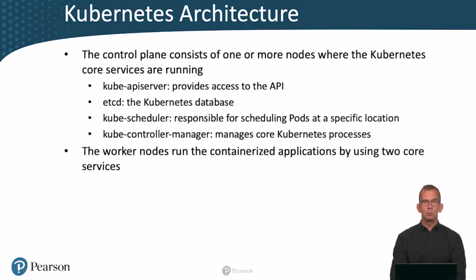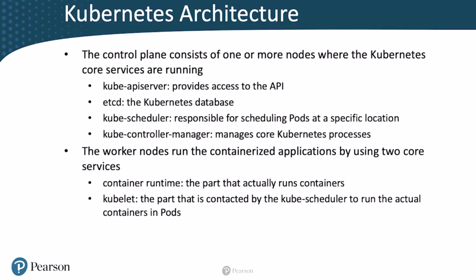Apart from the control plane, there are the worker nodes. And the worker nodes run the containerized applications by using two core services. These are the container runtime, which is the part that actually runs the container. And there is the kubelet, which is the part that is contacted by the kube scheduler to run the actual containers in pods. And in case you are wondering, don't we need Docker or Podman on the managed nodes?